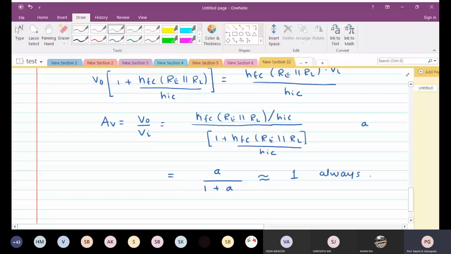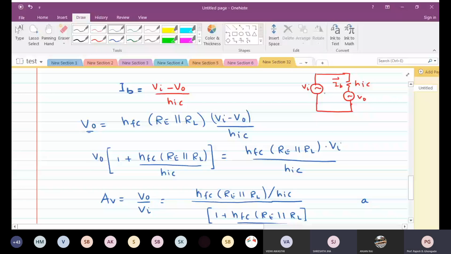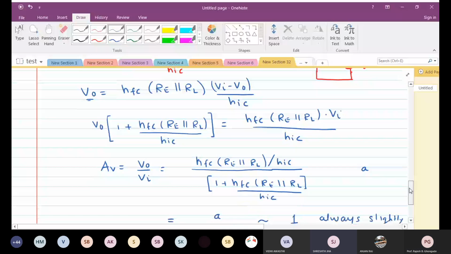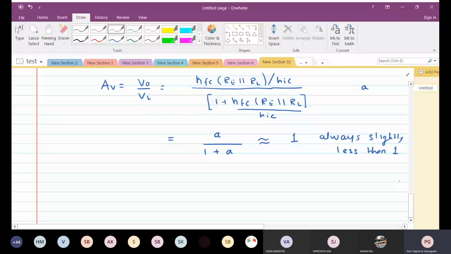Excuse me, sir. While finding IB, we are using KVL in the loop. Yes, this one here, no? The law used is KVL. Correct, sir. Okay? It is simply the current flowing because of the two sources. So what can we say about the voltage gain of the common collector amplifier?